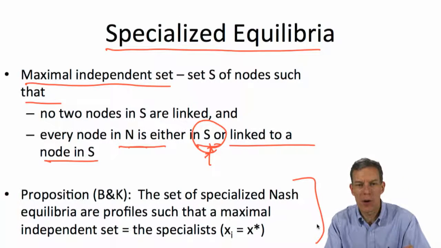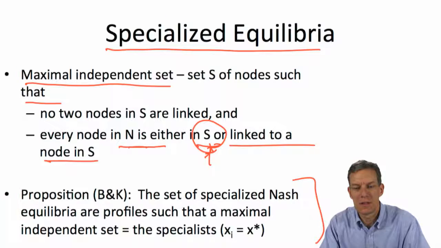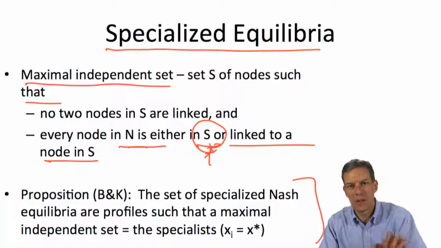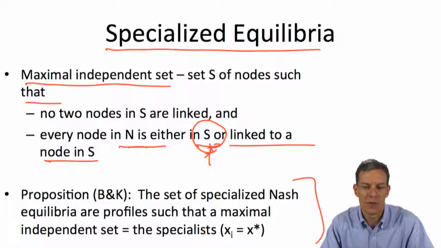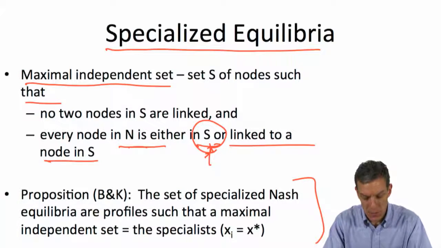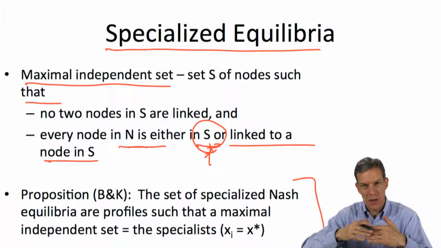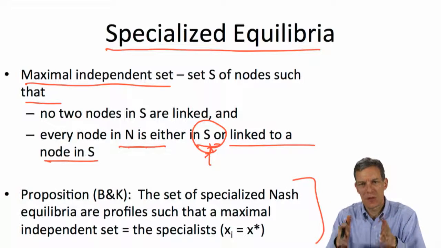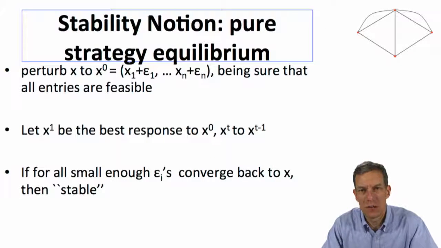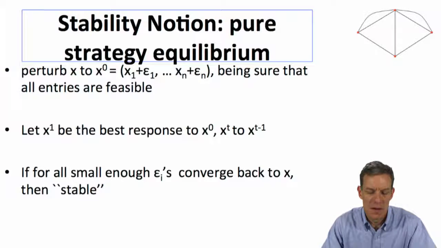And the proposition by Bramoullé and Kranton then is that the set of specialized Nash equilibria here are profiles such that the maximal independent set is exactly equal to the set of specialists, people providing the public good. Okay, so that's just a straightforward extension of what we saw before in the best shot public goods game. But now we're actually allowing people to take multiple actions, and we see that the specialized equilibria correspond to that.